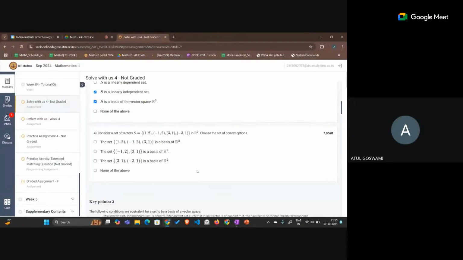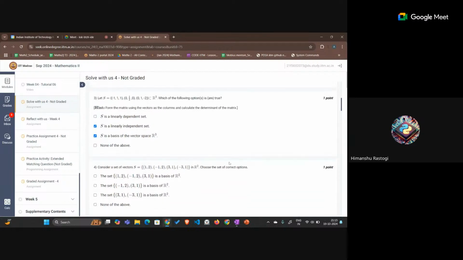Sir, in this question number three, what I did differently was this: I see that the second vector has zero as its first element, and the third vector has zero as the first element too, and the first vector does not have any zeros.